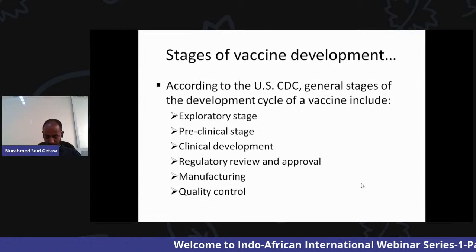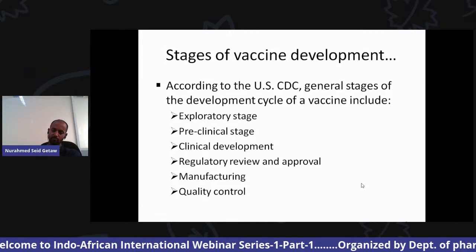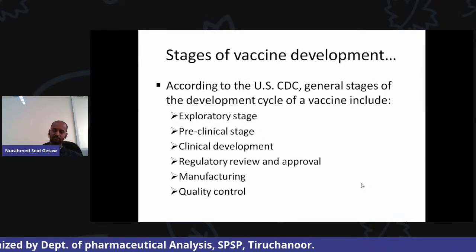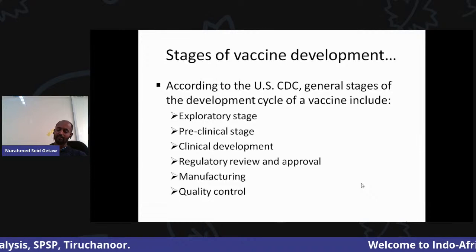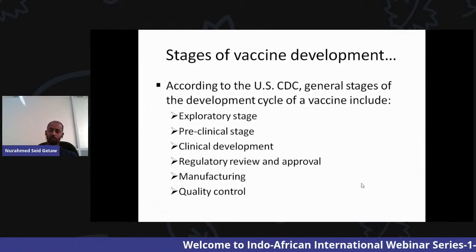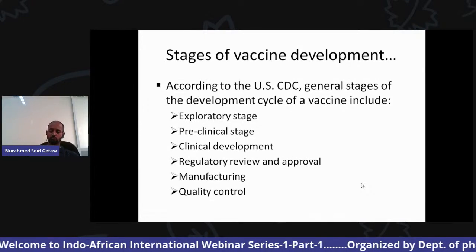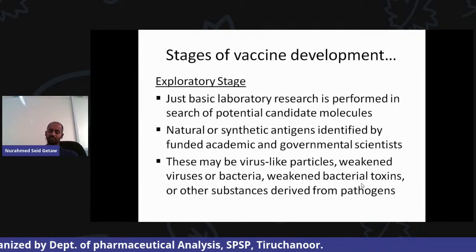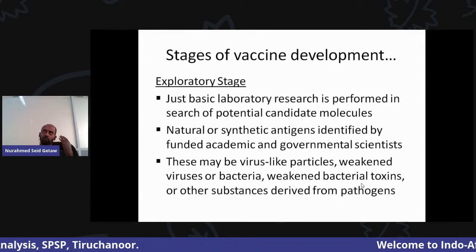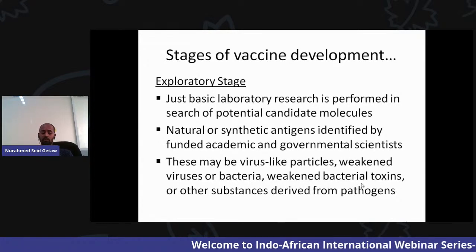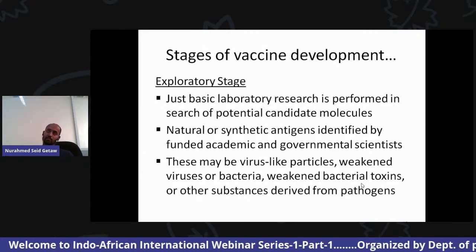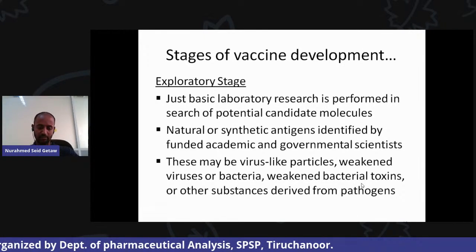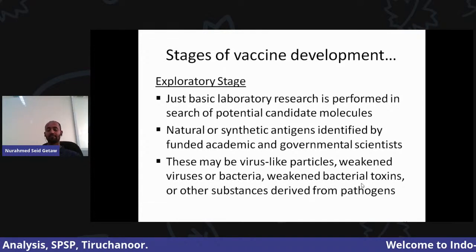When it comes to vaccine development, according to the Centers for Disease Control and Prevention of the US, there are six major steps, including the exploratory stage, preclinical stage, clinical development, regulatory review and approval, and finally manufacturing and quality control. I will follow this pattern while discussing the vaccine development stages. I would like to recommend that you constantly remember the role of quality assurance and quality control in all of these stages, especially from the clinical studies onward. Starting from the clinical studies, things get stronger, I mean the regulatory aspects.